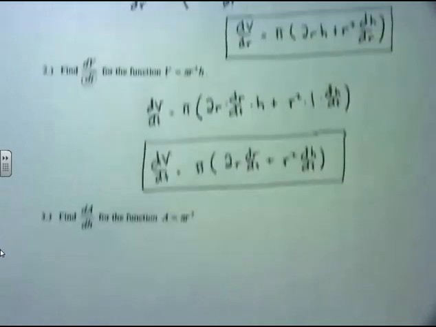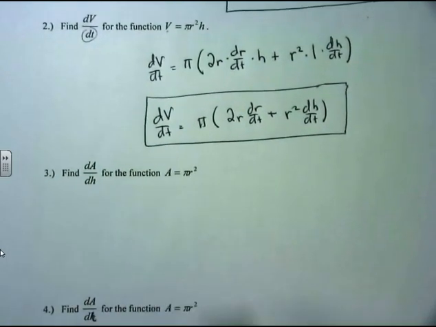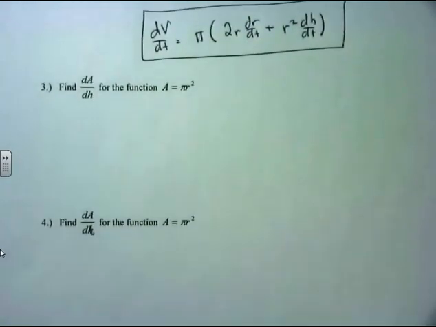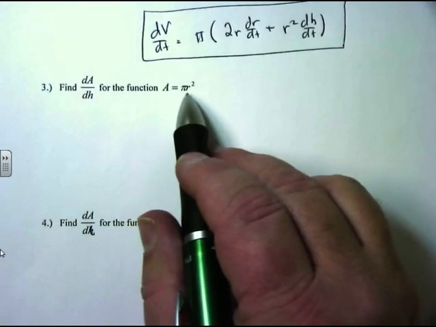Well, keep practicing here. Try this guy. Find dA/dh for the function A equals pi r squared.